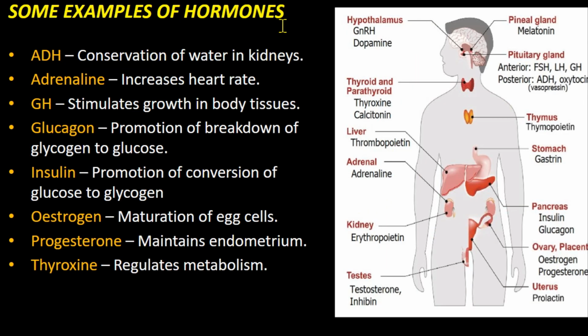Here we have a few examples of hormones. ADH, or antidiuretic hormone, is used to conserve water in the kidneys, basically to reabsorb water back into the bloodstream. Adrenaline is used to increase heart rate in times of stress. Growth hormone stimulates growth in body tissues. Glucagon promotes the breakdown of glycogen to glucose if the blood glucose level is too low. Insulin promotes the conversion of glucose to glycogen if the blood glucose level is too high. Estrogen helps egg cells mature and helps build up uterine lining. Progesterone helps maintain uterine lining, the endometrium. Thyroxine, which is released by the thyroid gland in the neck, regulates metabolism.